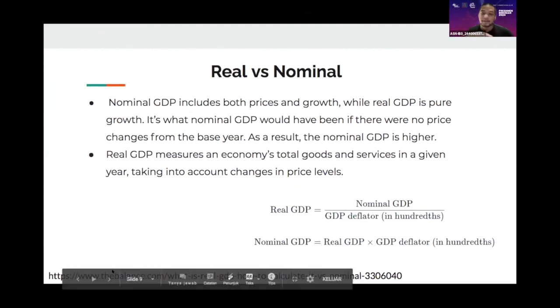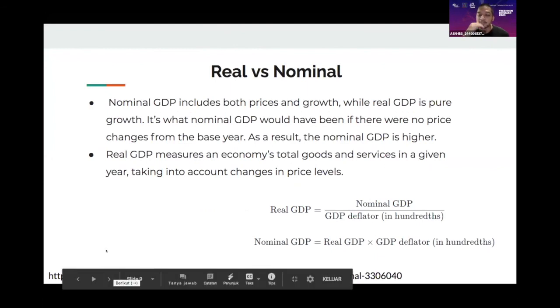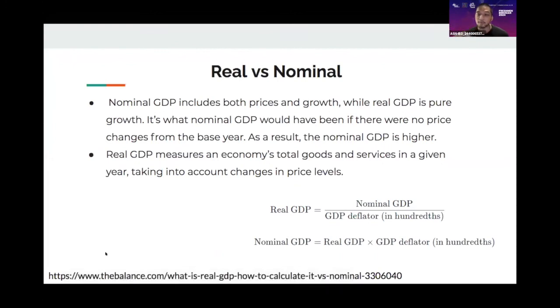There are two types of growth that you can measure for GDP: nominal and real. Nominal calculates GDP growth with prices and growth, while real GDP only covers growth. So it measures an economy's total goods and services in a given year, taking into account changes in price level. You can see the differences in calculating real GDP and nominal GDP right there at the bottom.